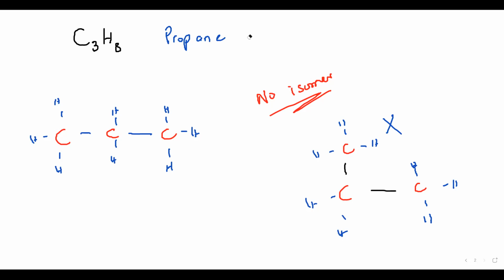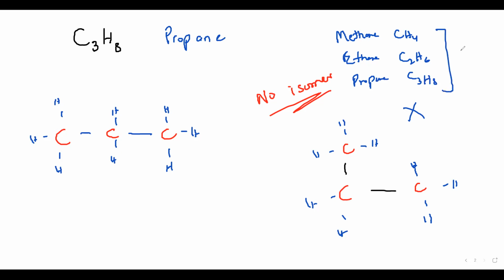Methane, ethane and propane do not have any isomer because we cannot change their structure. Methane is CH4. Ethane is C2H6. And propane is C3H8. For them, there are no isomers. We cannot draw any isomer. We can only draw the isomers from butane and onwards.